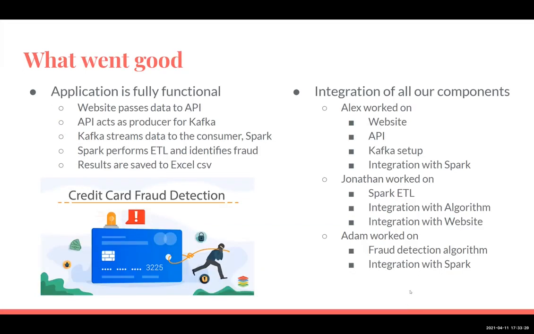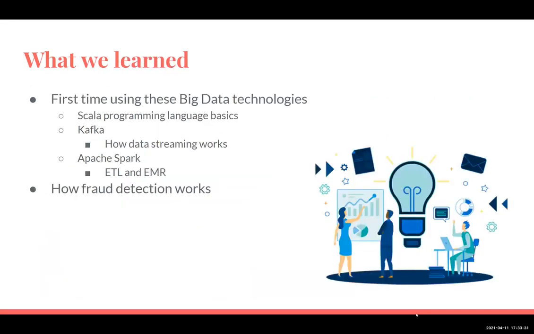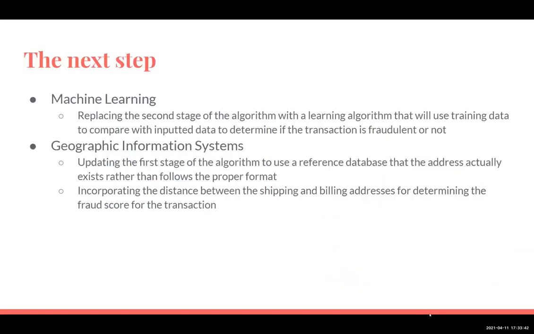Onto what we learned. We learned a lot about big data technologies, including the programming language Scala and the tools Kafka and Spark. In addition, we also learned about fraud as it relates to finance and detecting it. And finally, the next step for ProPay is implementing a machine learning algorithm for the second stage of the algorithm that would learn to detect fraud based on historical data, relationships between the billing and shipping addresses, such as someone's working office in their home, and to parse the details of the person's chargeback, fraud, and criminal history.